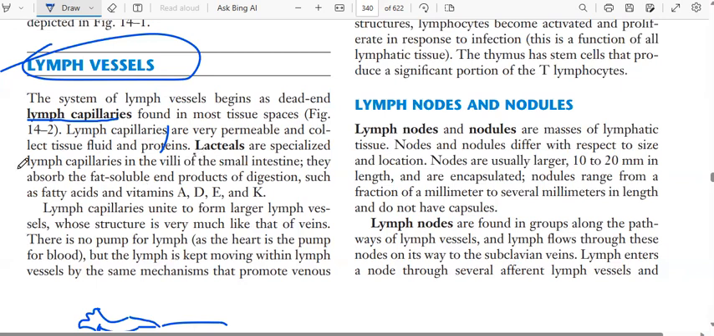Lacteals are specialized lymph capillaries in the villi of the small intestine. They absorb the fat-soluble end products of digestion, such as fatty acids and vitamins A, D, E, and K. So one example is given here. So we have lacteals. Where are they present? In the small intestine, in the villi, in the lymph capillaries.